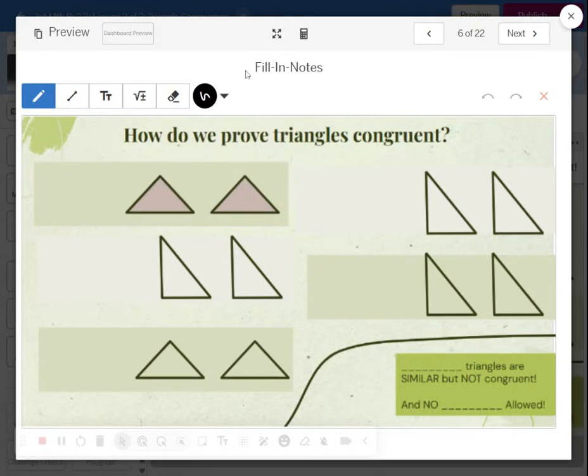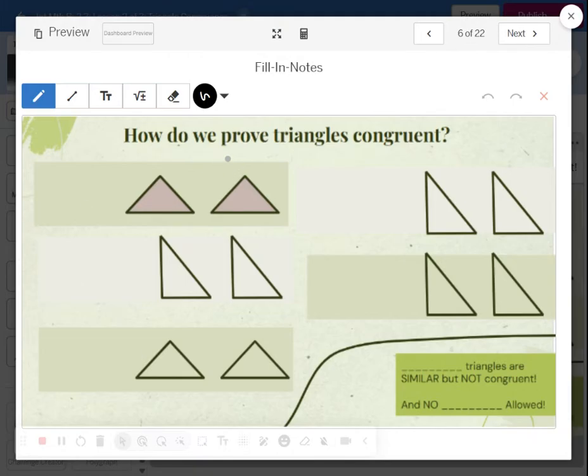Hey guys, we're looking at how we prove triangles are congruent. These are our fill-in notes. So again, make sure you're following along on your Desmos. If you're not seeing this slide, go ahead and refresh Desmos. We're on slide 6.